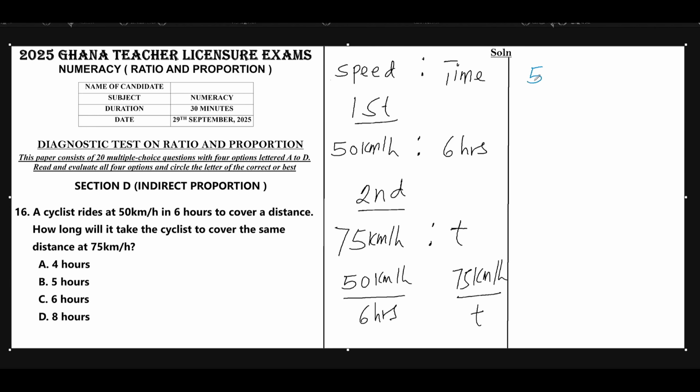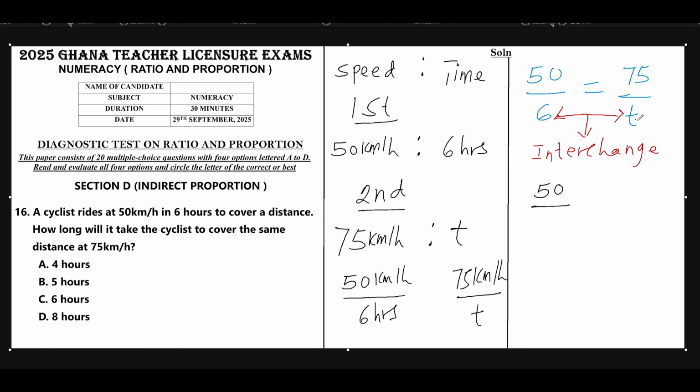So I have 50 on 6, and then 75 on t. So before we introduce the equal sign, we need to interchange. I said I prefer interchanging the time. So we have to interchange them before we start solving. So when we do the interchange, what happens? We have 50. Instead of 6, we bring t.